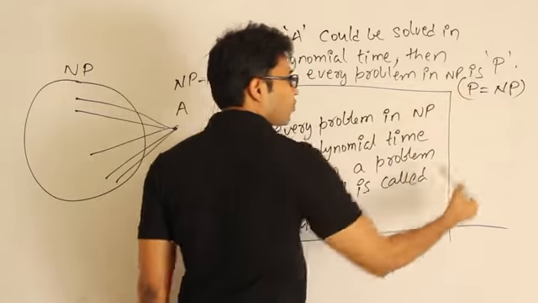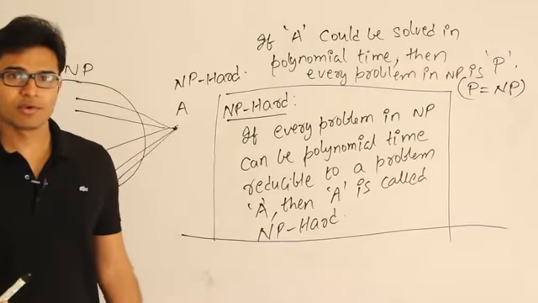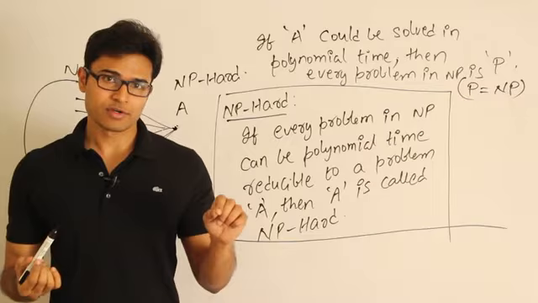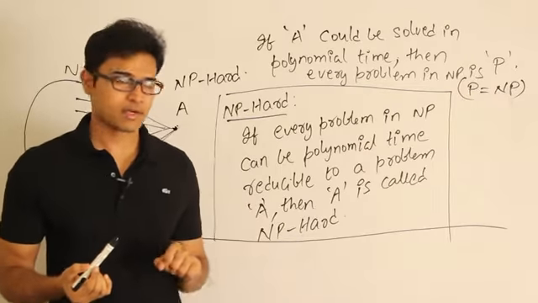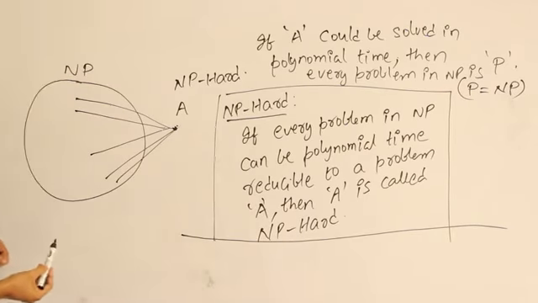But till now, no one did it. No one has ever been able to find a polynomial time solution to any NP hard problem. Got it? And now the next one, one more notation, is called NP complete.